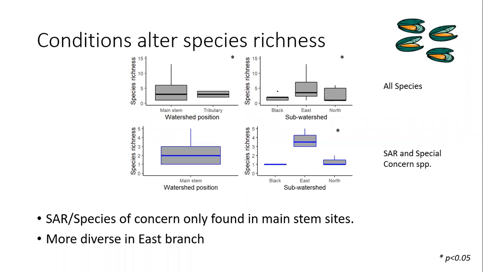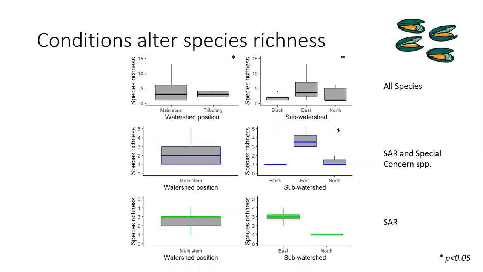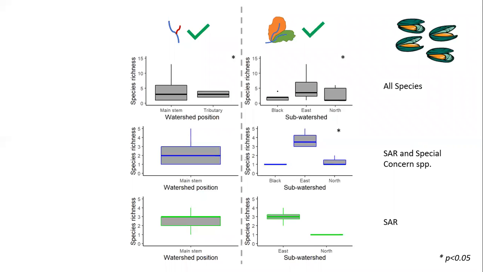Now, the same pattern of differences in species richness was present when we looked at just species of interest to restoration, including species at risk and also species listed as special concern, which were only found in the main stem and were more diverse in the East Branch. And this held true when we just looked at species at risk by themselves, although the sample size became too small to test the significance of these differences between groups. And so therefore, this tells us that there's a significant difference in the diversity of main stem sites compared to tributaries and between sub-watersheds.